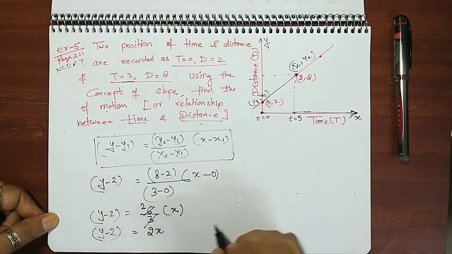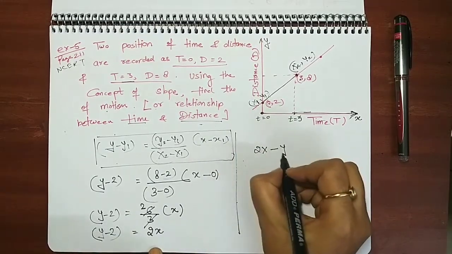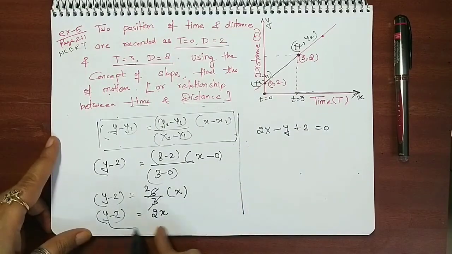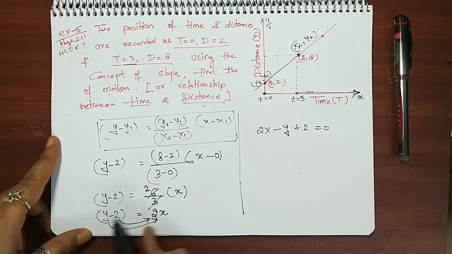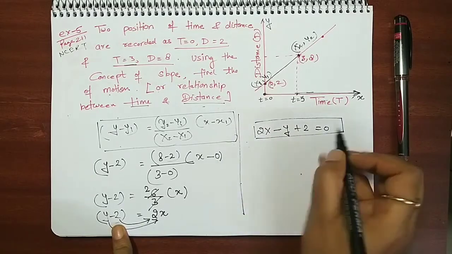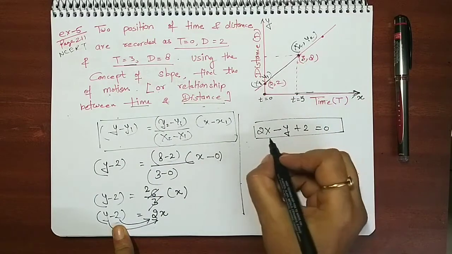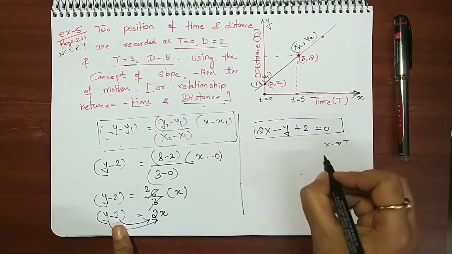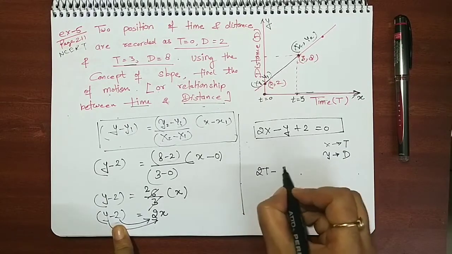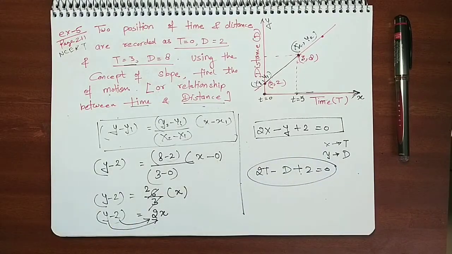Or I can write it in standard form: 2x minus y plus 2 is 0. I am just bringing this y to this side and 2 to this side, so this became minus y and this became plus 2, equal to 0. This is my equation. But actually they were asking for a relationship between time and distance. So time is x, so x is replaced by t and y is replaced by d. So I will have 2t minus d plus 2 is 0. This is my relationship. Understood?